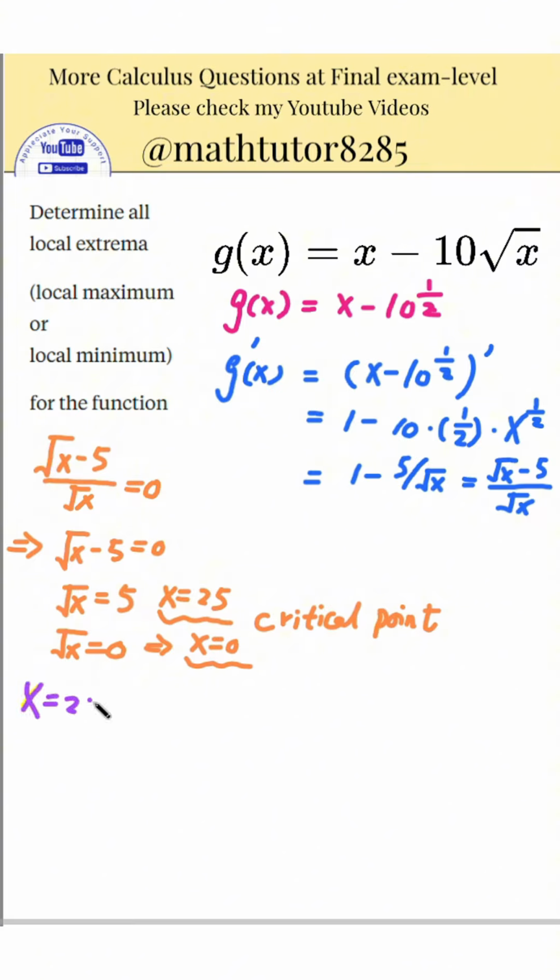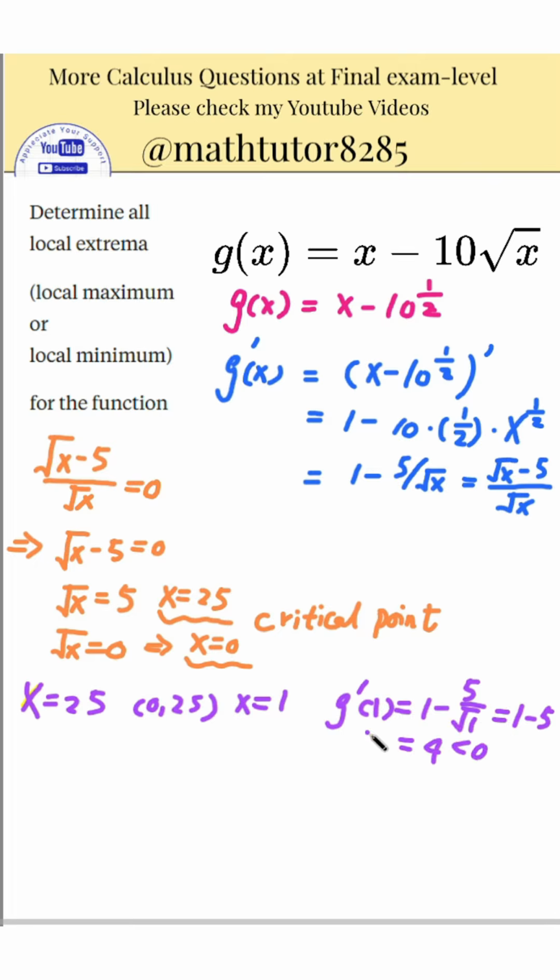Next step, test values on each side of x equals 25 to see where the function is increasing or decreasing. Pick a number less than 25. Let's say x equals 1. Then the derivative becomes 1 minus 5 over the square root of 1, which is 1 minus 5. That gives negative 4. Since the derivative is negative, the function is decreasing before x equals 25.